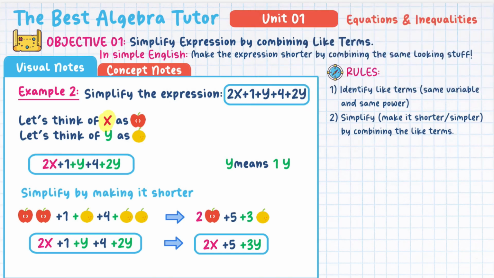My x is going to be yellow for my apples, and I'm going to pick blue for my y, for my oranges. All right. There's one thing that you have to be very careful about: when you see y by itself, it actually means 1y. The 1 is invisible. So just keep that in mind. Y by itself means 1y.